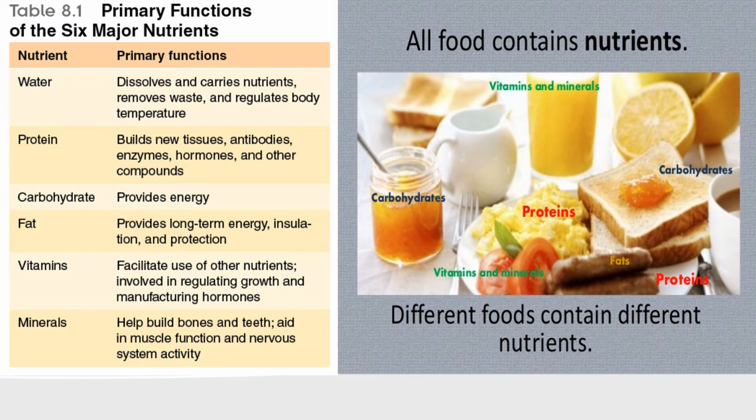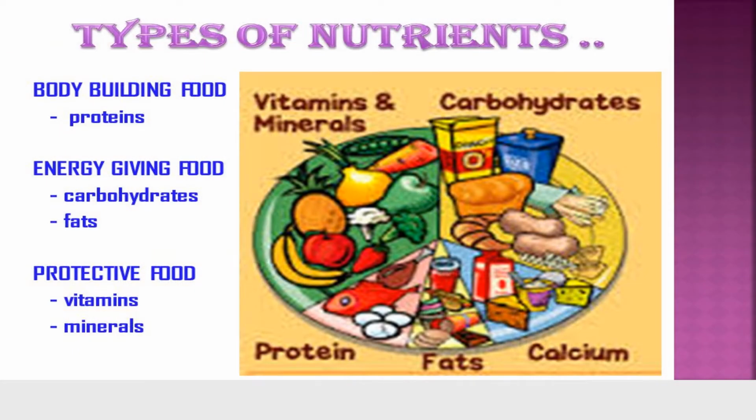Almost all foods contain nutrients, like fruit juices, honey, breads. So we get different kinds of nutrients from different foods: vitamins, minerals, protein, carbohydrates. There are three major kinds of food. Bodybuilding food is one type, that is protein. Fats and carbohydrates come under energy giving food, and vitamins and minerals come under protective food. So these are the three major categories: bodybuilding food, energy giving food, and protective food.